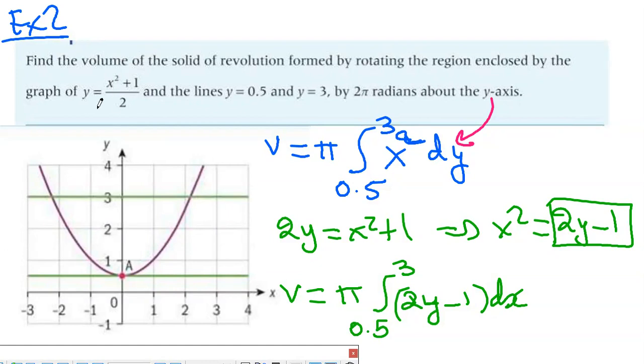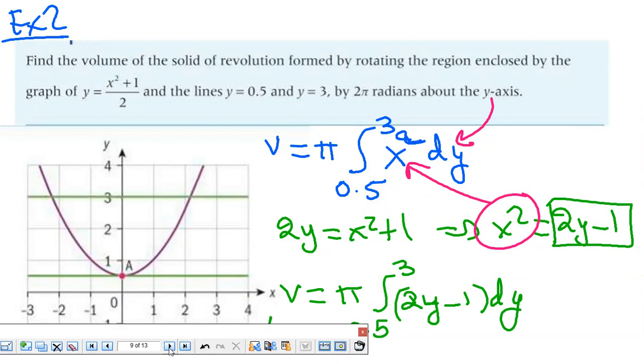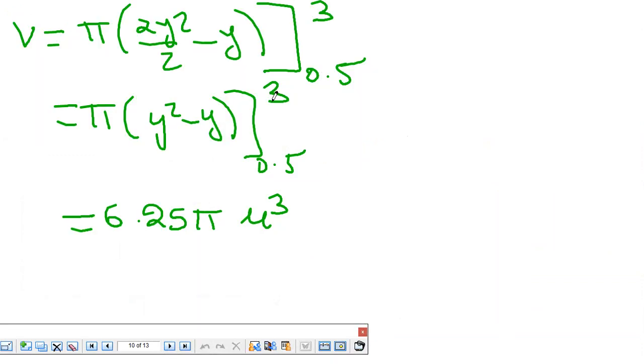If I cross multiply, I will get 2y equals x squared plus 1. X squared is equal to y minus 1. I don't need to write x equals radical, because what I really need is x squared. And then I just replace. There is a typing mistake here, it's dy. Then I just need to calculate the area. What is the integral of 2y dy? It's 2y squared over 2 minus y. Then I replace, and I'll get the final answer, units cubed.